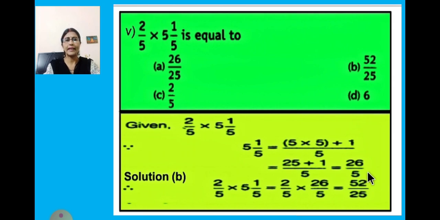26/5. And now this improper fraction, we have to multiply with this fraction, 2 upon 5. 2 upon 5 into this 26 upon 5. Now 26 2s are 52 and then 5 5s are 25. You have to see whether you can reduce or not. 52 upon 25 we cannot reduce. So you have to see which option has this answer. 52 upon 25, it is this. So we will select B option.